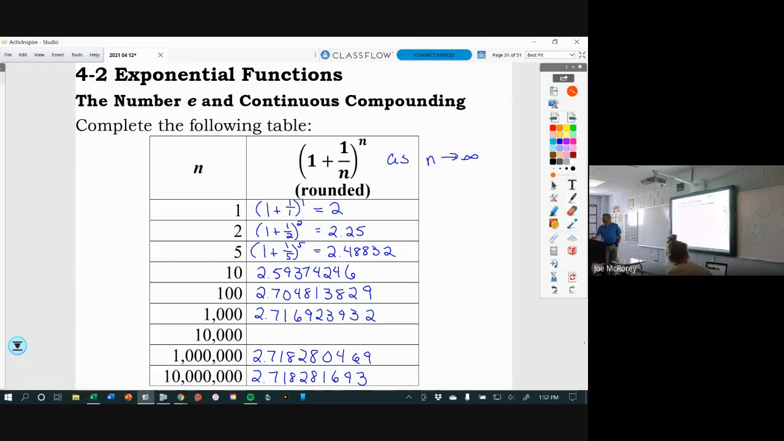How long is it going to take to get to 3? It'll never get to 3. That is the correct answer.